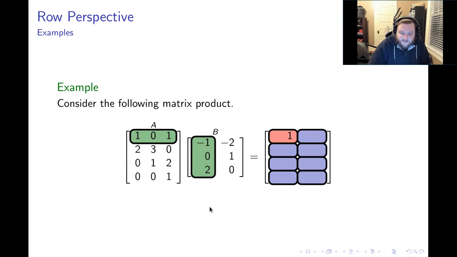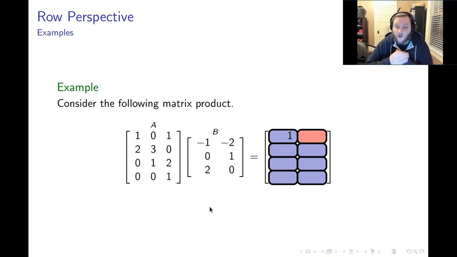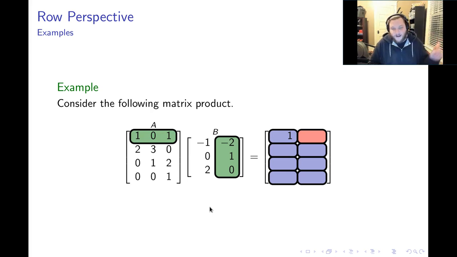Let's move to a different entry in this product. Now we're looking at the 1, 2 missing entry of our product here. According to the formula for the row perspective on matrix multiplication, the way we should calculate this entry is by taking the inner product of the first row of A and the second column of B. So again, we're looking at the 1, 2 position. So we take the inner product of the first row of A with the second column of B. When we do the arithmetic here, we end up with -2.